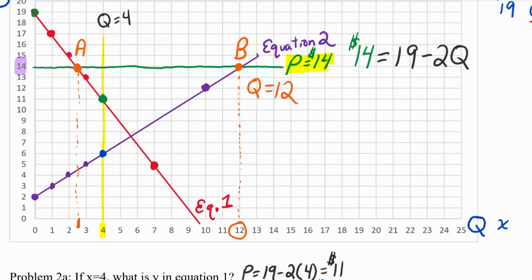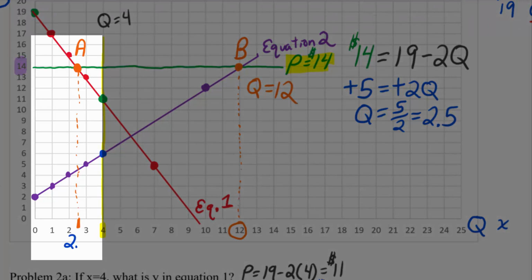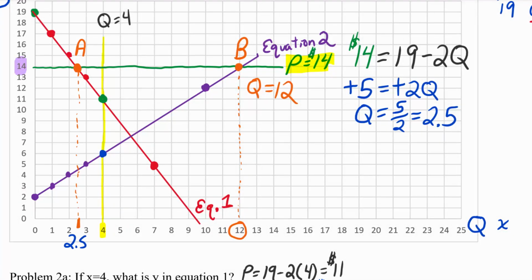So we'd probably want to subtract 19 from both sides, and 14 minus 19 is minus 5, equals minus 2Q. Let's multiply both sides by -1, so we get rid of the minus sign. And now what are we going to do? Divide both sides by 2, that's right. So Q is equal to 5 over 2, which is 2.5. Okay, so our guess from the graph that the quantity down here is 2.5 was correct. But we don't want to just go on hunches and guesses. If we have an equation and our graph isn't perfectly clear to us, always do the math. It's not that hard, it doesn't take that long.